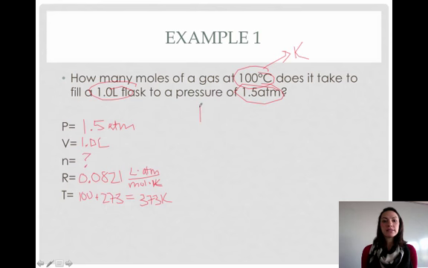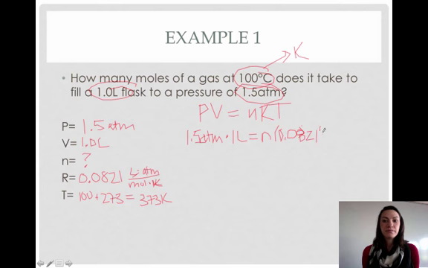So now I'm going to set up my PV equals lowercase n, capital R, capital T. All right. Now I can fill in the information that I have. So I have 1.5 atm times 1 liter equals my moles, which is what I'm looking for, so my variable n will stay, times 0.0821 liter atmospheres per mole Kelvin, times temperature in Kelvin.